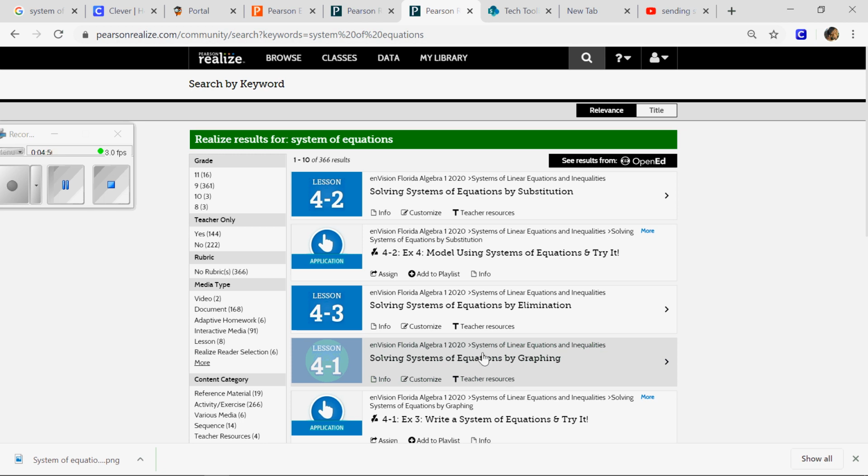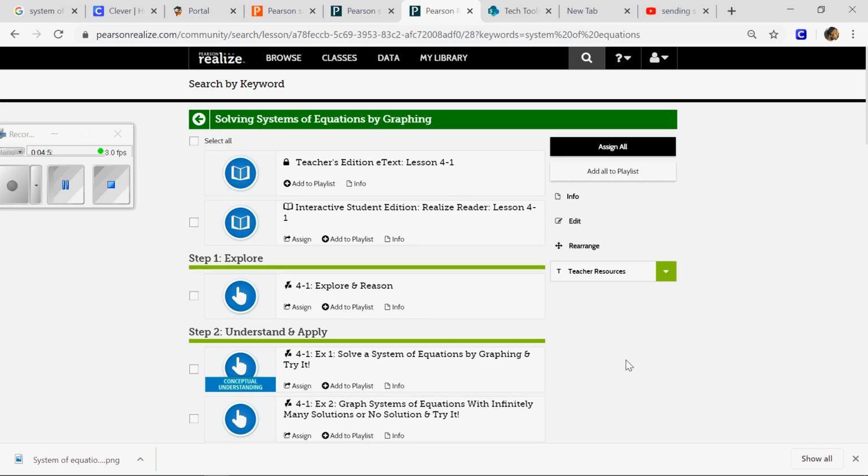So anyway, let's say you go into this and you want to get help. Again, I may not have assigned this, but you can still go in, solve a system of equations by graphing and try it.